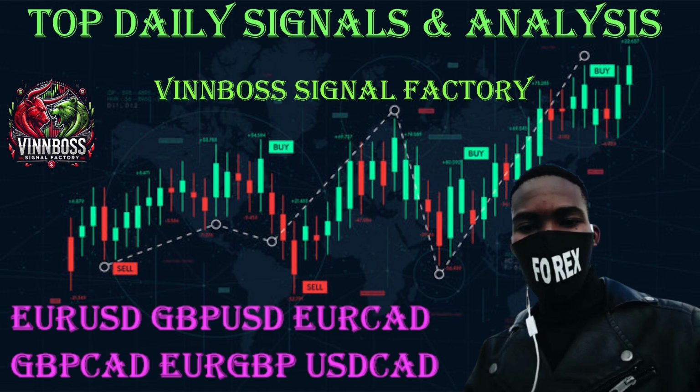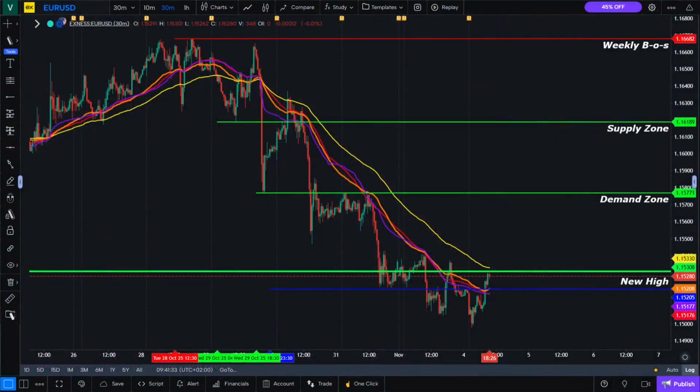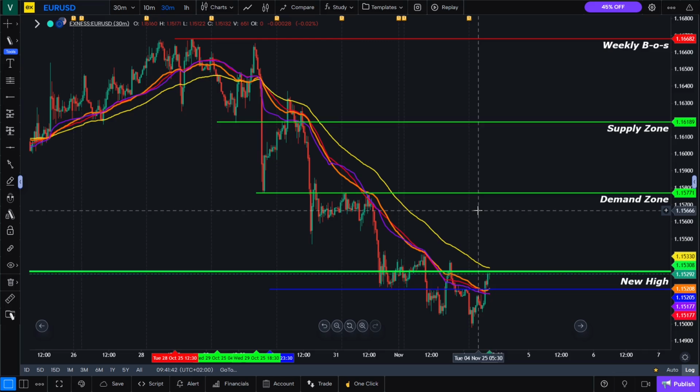Now, without wasting further time, traders, as you know, we already deal with a couple of currency pairs like the euro and the dollar, the pound and the dollar, EURCAD, pound CAD, euro and the pound, and last but not least, the US dollar and the Canadian dollar. So, with that being said, traders, let's jump straight into the market and see what happens today.